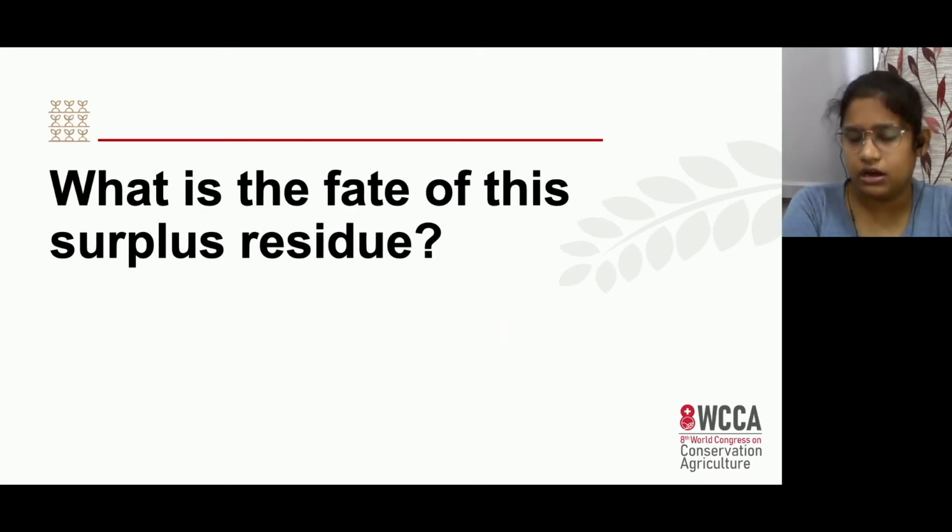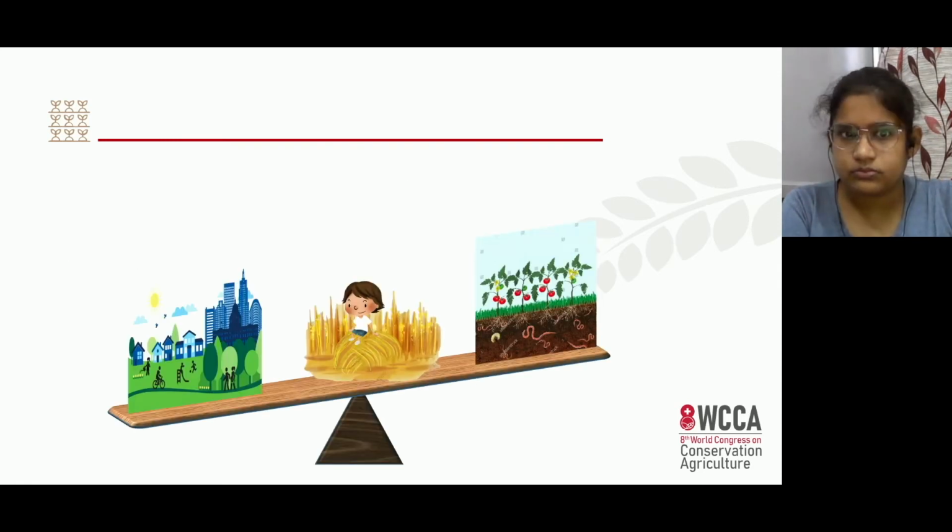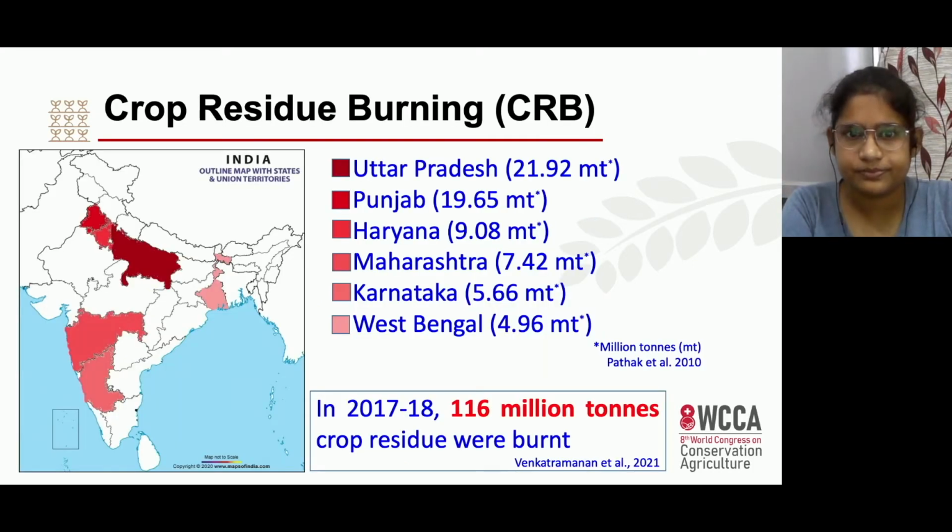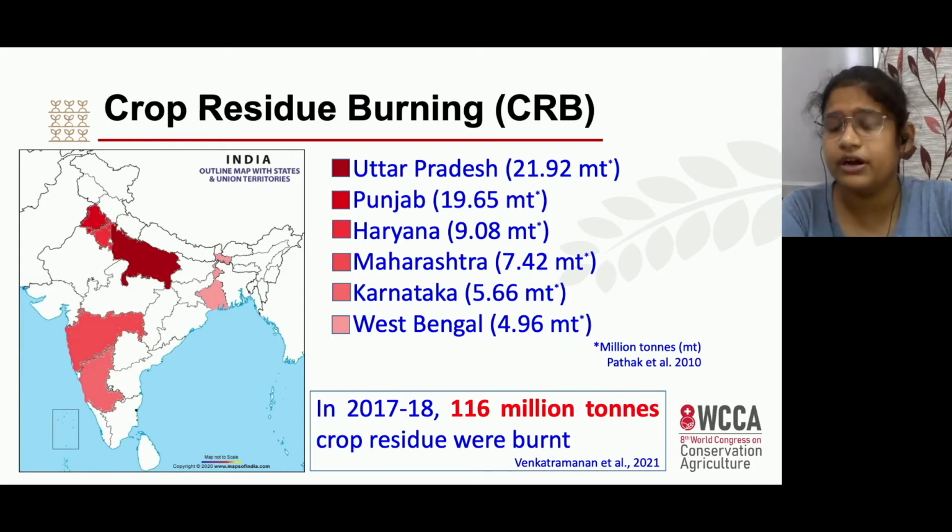Unfortunately, most of these residues are burned. According to 2010 data, out of 140 million tons of the residue, 90 million tons were burned on field, and the major states were Uttar Pradesh, Punjab, Haryana, Maharashtra, Karnataka, and West Bengal. In 2017-18, this figure stands at 116 million tons.